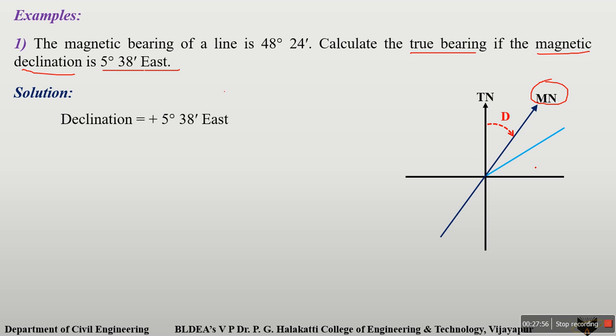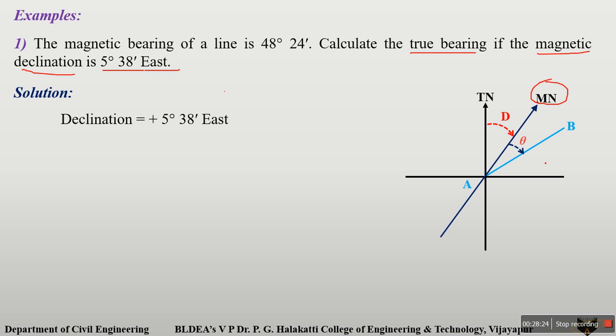Now the line is presented like this. The 48 degree 24 minutes is measured from the magnetic north with respect to the line like this. So this is our theta or bearing, and our theta value is 48 degree 24 minutes. Now we have to calculate the true bearing.